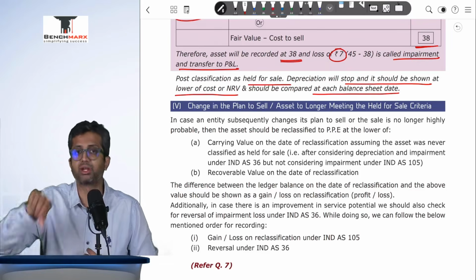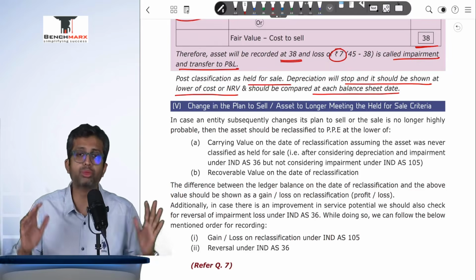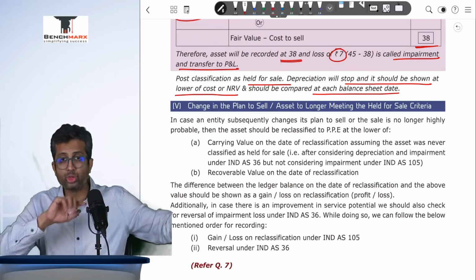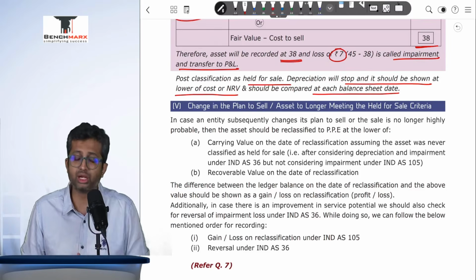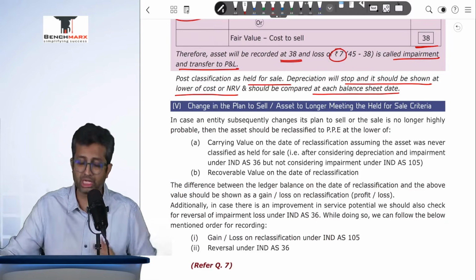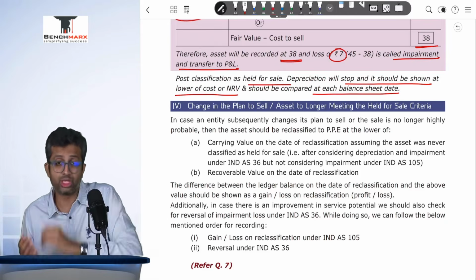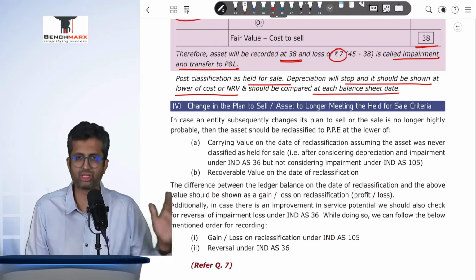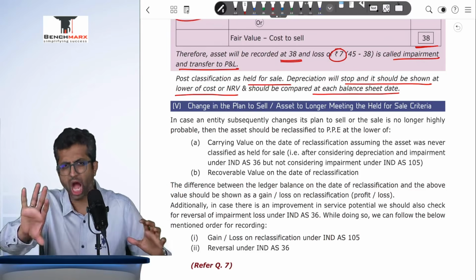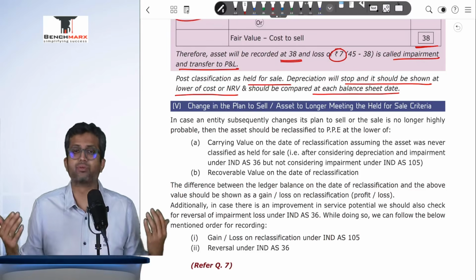Now, if it is reclassified back to PP, then it can be sold or it can also be used, and hence the comparison over here will be with the recoverable value. Earlier, when you moved from PP to non-current asset held for sale, you compared the carrying value with the fair value less cost to sell because now you want to sell it. However, now if you are reclassifying it because of the change in the plan to sell, then you will compare the carrying value after applying all Ind AS, considering there was no held for sale classification.